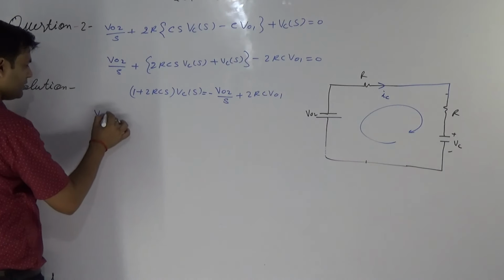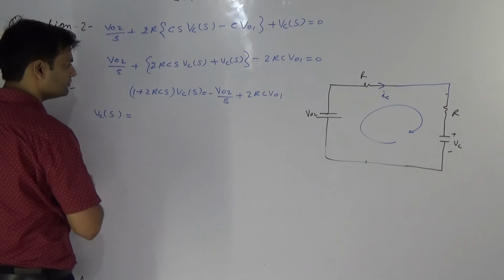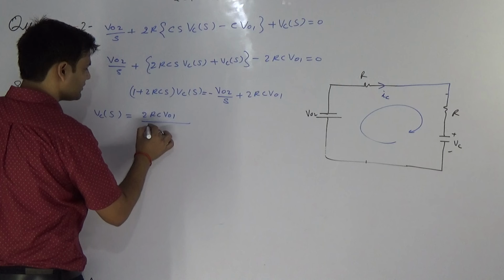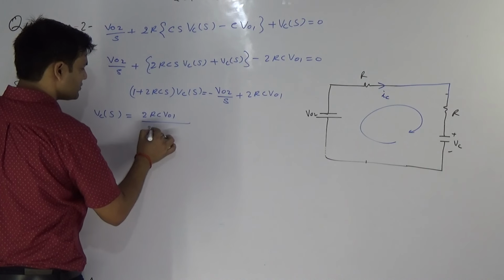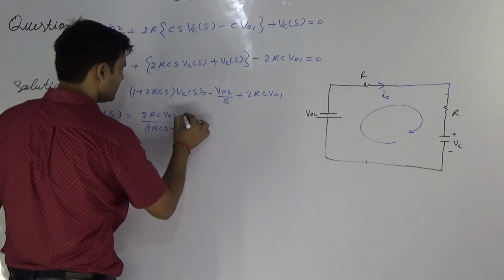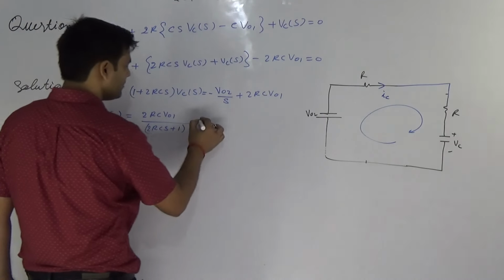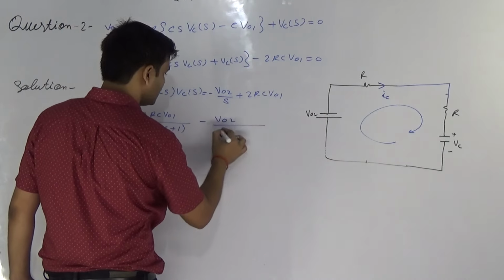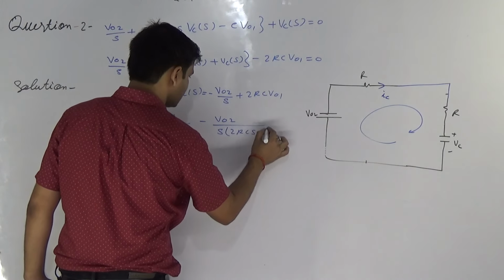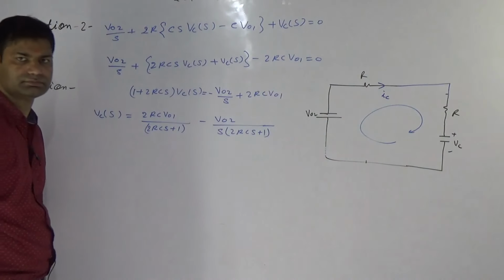Now VCS will equal to 2RC V01 divided by 2RC S plus 1, minus V02 upon S into 2RC S plus 1. Any doubt?